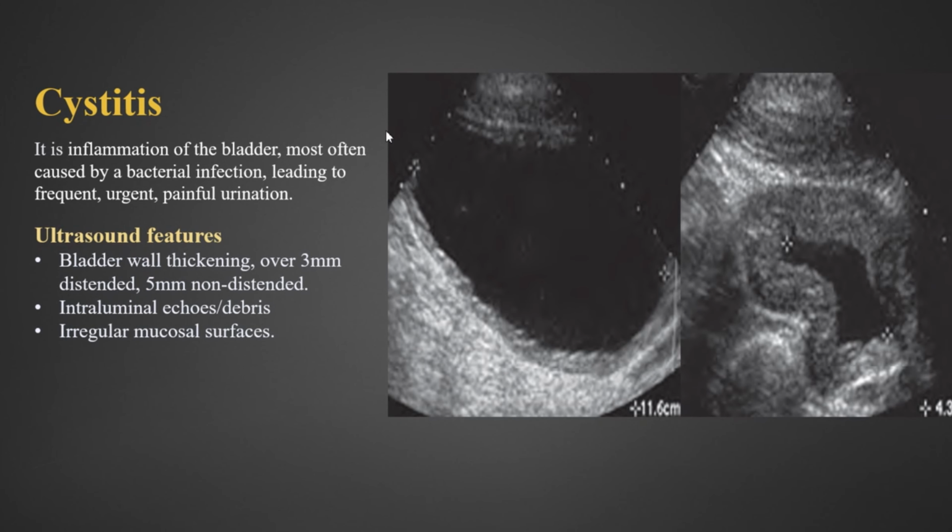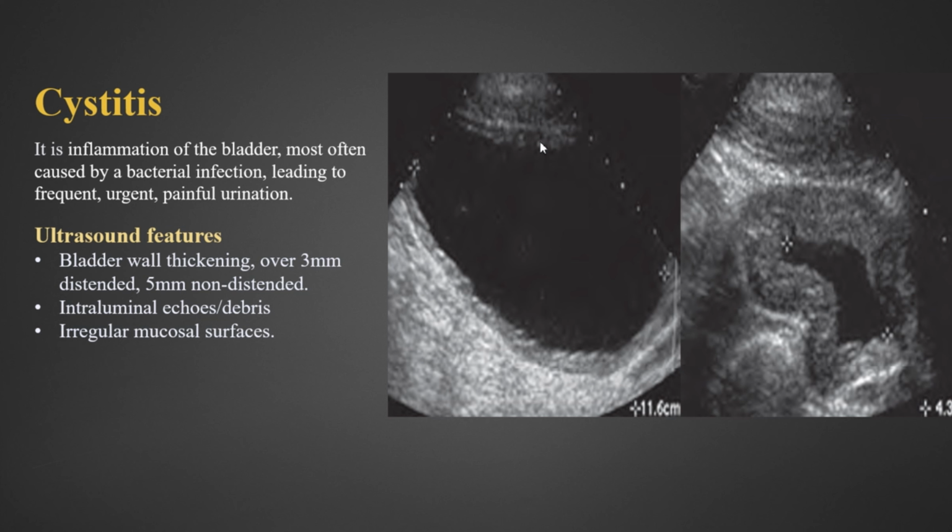And now we are going to discuss the cystitis. Cystitis is the inflammation of the bladder, and most often it is caused by bacterial infection leading to frequent and urgent painful urination. On ultrasound, the cystitis appears as bladder wall thickening. The normal wall thickness in the distended urinary bladder is less than 3 mm, and if it is non-distended, then less than 5 mm. The intramural echoes and the debris content are also seen in case of cystitis. Irregular mucosal surfaces can also be seen.